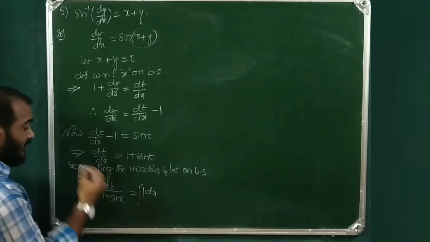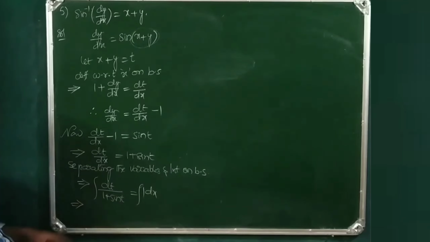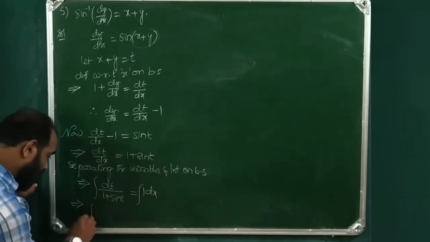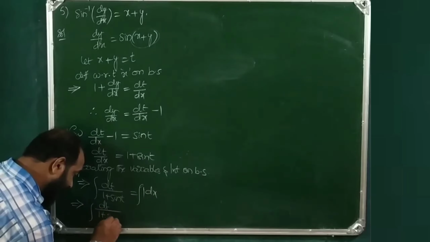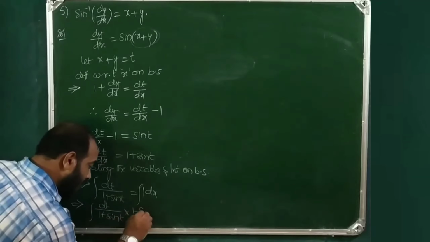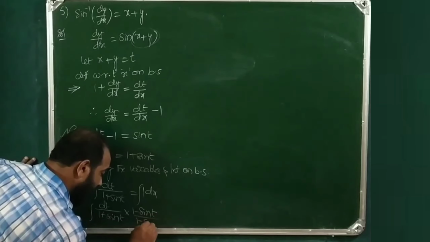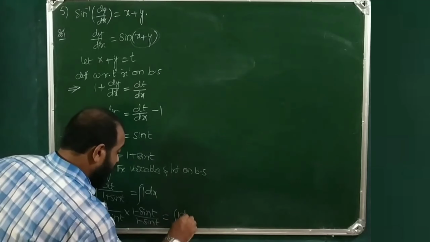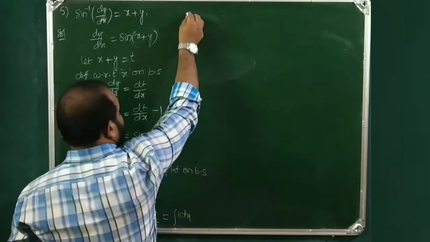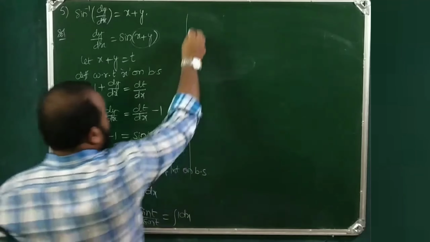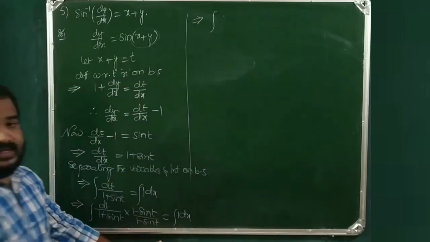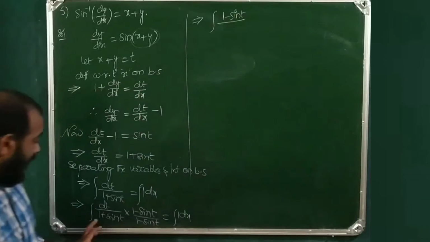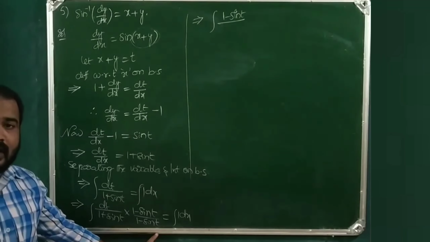So integrating on both sides. Now this is equal to, let us multiply this with 1 minus sin t here. So dt by (1 + sin t) into (1 - sin t) by (1 - sin t) is integral 1 dx. Now this is equal to integral (1 - sin t) by (a + b)(a - b), that is a² - b².